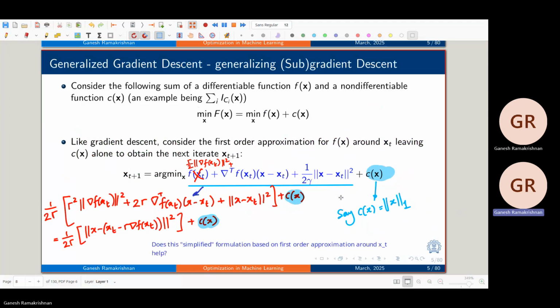Anyways, we can also do the following. We can try and simplify it. So what's the simplification? Argmin over x. Does f of xt hold any value when I'm doing an argmin over x? This part is constant. What else can I do? My favorite, can I do something with respect to completing squares, right? So if I have to complete squares, I will have to bring in this term. There's a quadratic term here.